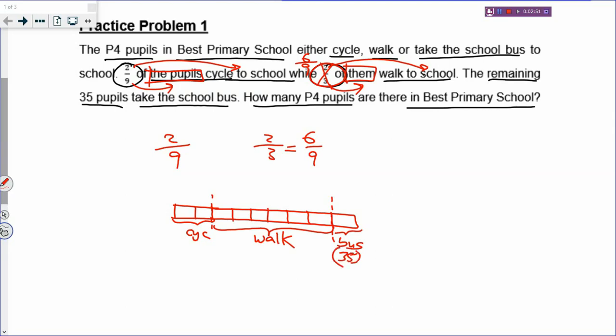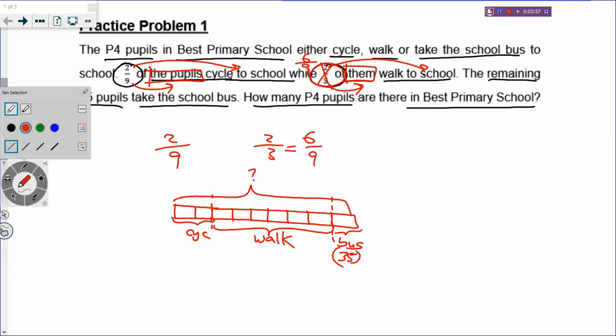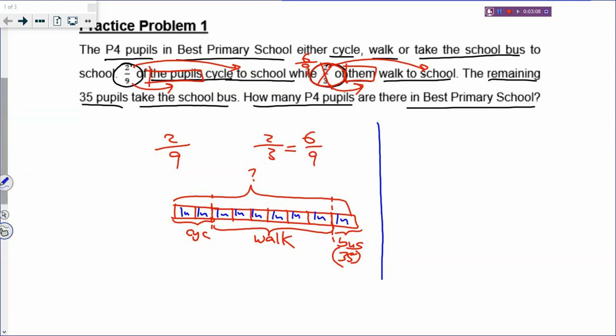So how many P4 pupils are there in the primary school? Your question mark is for the whole rectangle. Alright, so your model is done. Then you look at the model and you can call the boxes units. All the boxes are equal, so you call them units. And there are how many units altogether? There are 9 units altogether. And if one unit is 35, then how many pupils in the school? Which is 9 units. So you take 35 times 9. And you will get 315 pupils in Best Primary School.